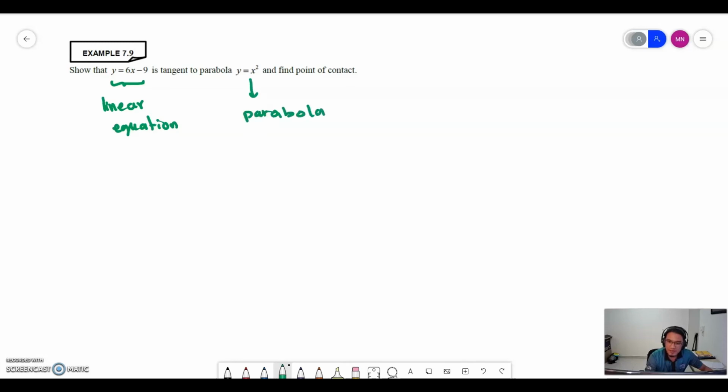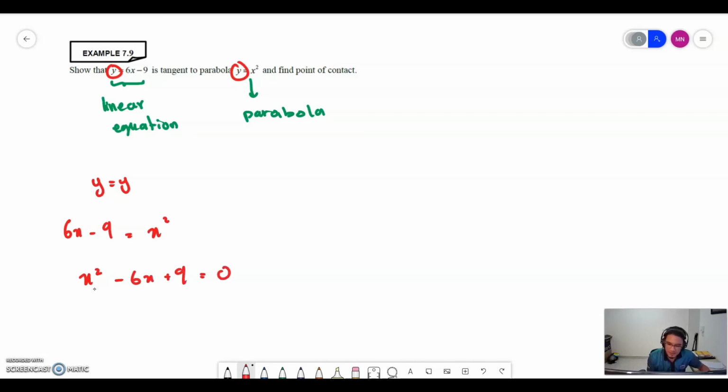Okay, so the equation of the tangent, y equal to 6x minus 9, is a linear equation, so we know it is a straight line, and the parabola is y equal to x squared. In order to determine whether the line is actually a tangent to the parabola, we set y equal to y, so 6x minus 9 equal to x squared. Then we bring all of the components to one side of the equation: x squared minus 6x plus 9 equal to 0.